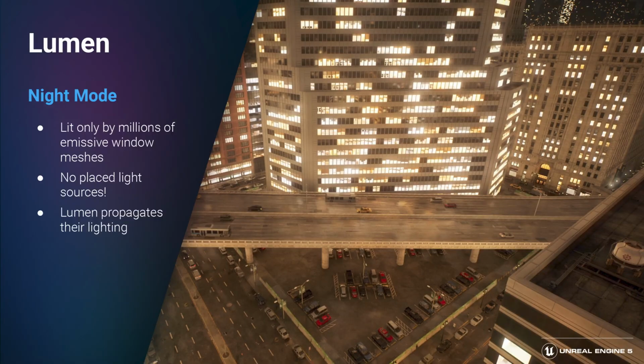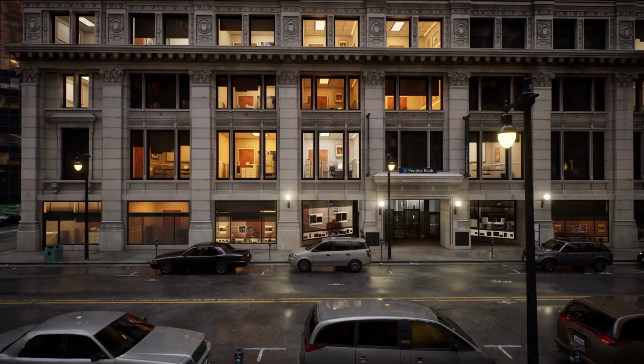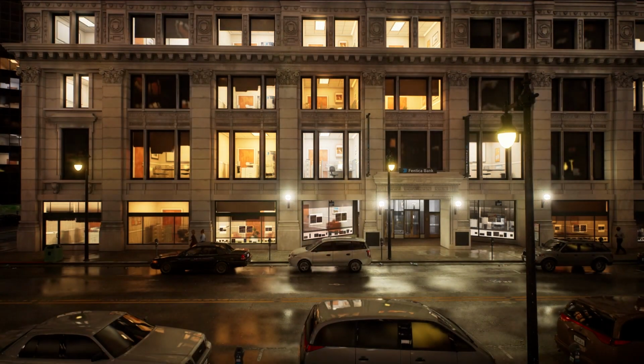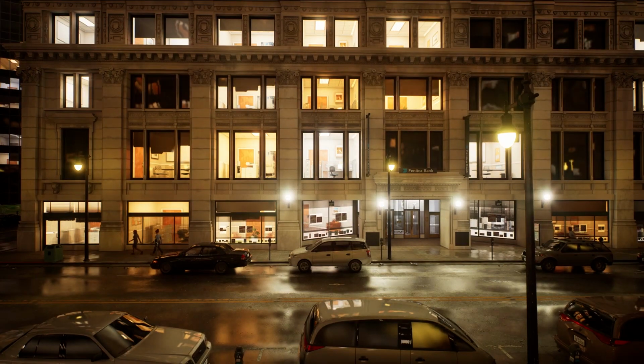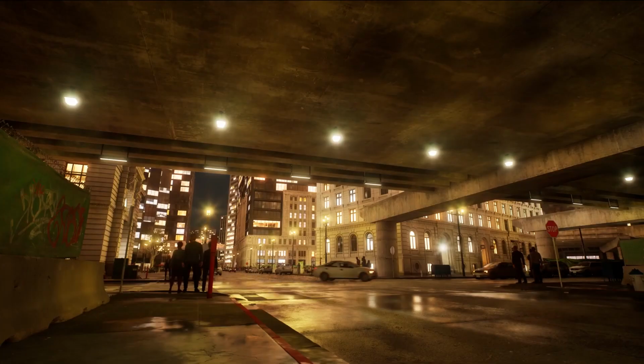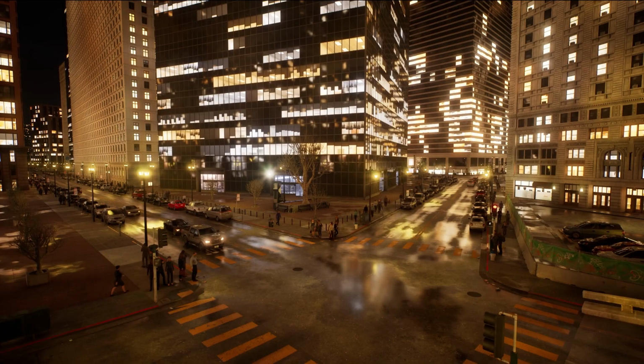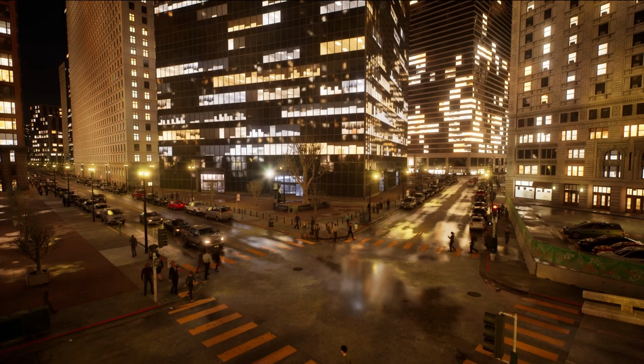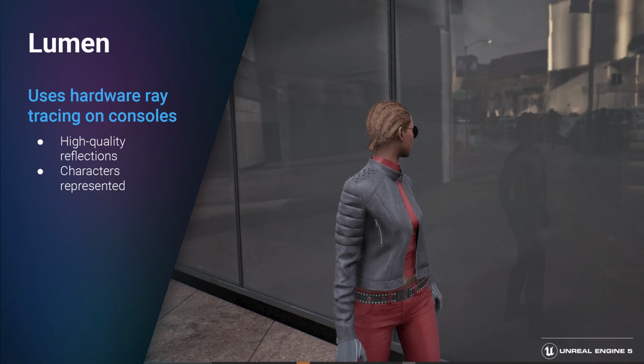When this project started, one of the ideas was to have a night mode where we would illuminate the city, not by the sun, but by many practical light sources. Using Lumen for night mode was a happy accident which was discovered while exploring the world with the sun and sky off. It became clear that lit only by millions of emissive window meshes and no placed light sources, Lumen was able to propagate that lighting in a realistic way to give the city a nighttime look. And finally, Lumen uses hardware ray tracing on consoles, which allows high-quality reflections where characters are represented.